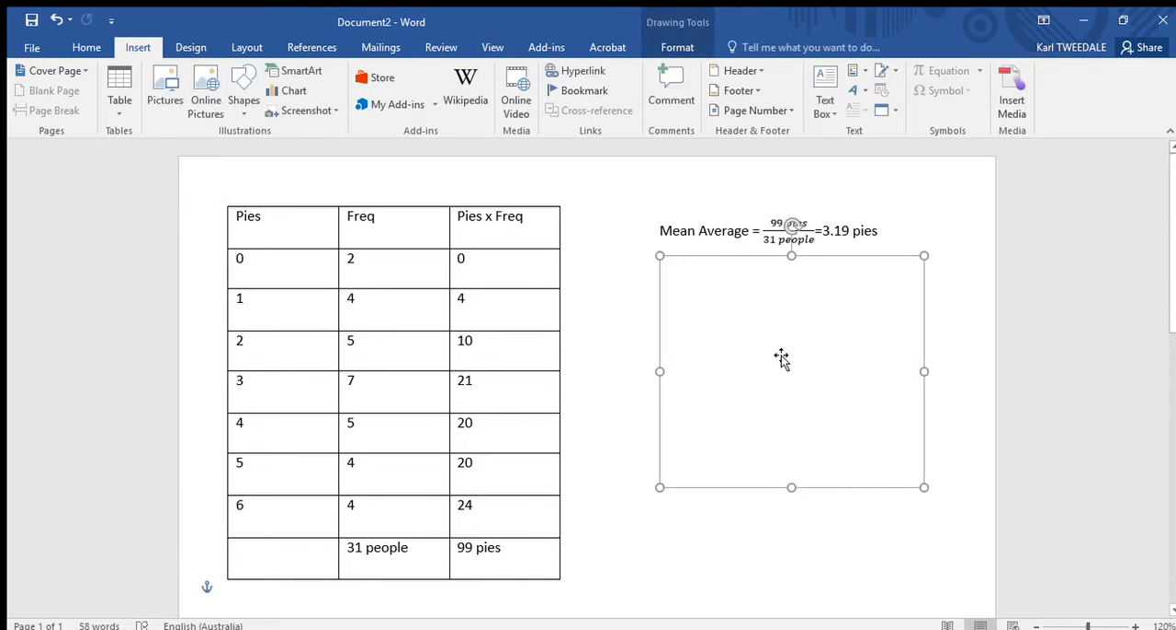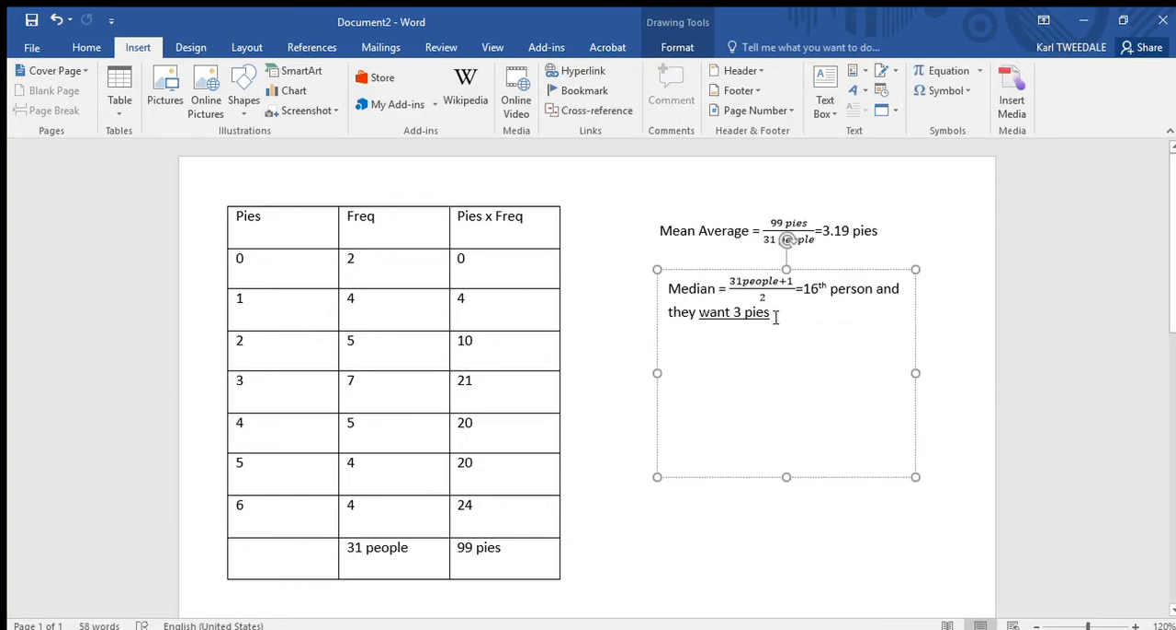The median is not the number 16. The median is what the 16th person wanted. So the answer is 3 pies. That is the median. The next thing we're going to do is work out the mode. The mode, in this case, is 3 pies.